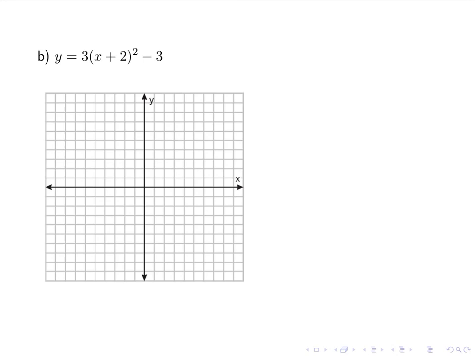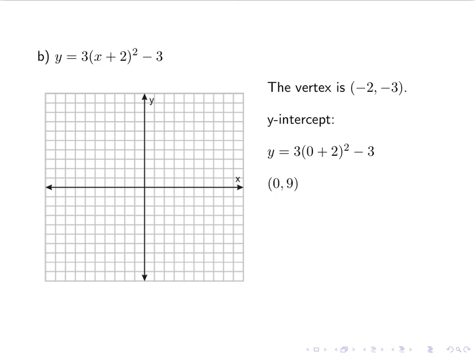y equals 3 times (x plus 2) squared minus 3. So again, the easiest thing to do is the vertex. So the vertex is negative 2, negative 3. Again, this is x plus 2, which is x minus h, so I have a double negative, so h is negative 2. For the y-intercept, I plug in x is 0. So 3 times (0 plus 2) squared minus 3. 0 plus 2 is 2, 2 squared is 4. 4 times 3 is 12. 12 minus 3 gives us 9.